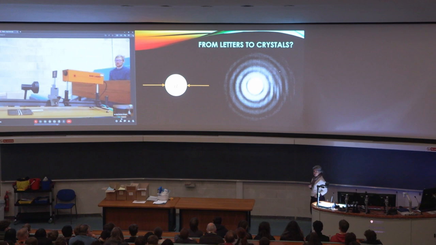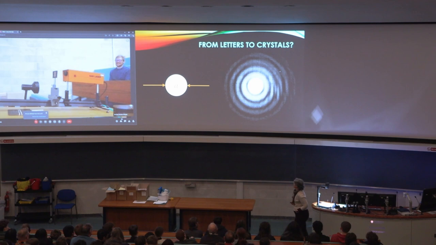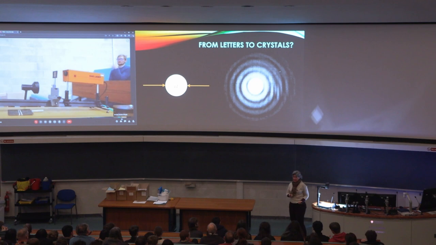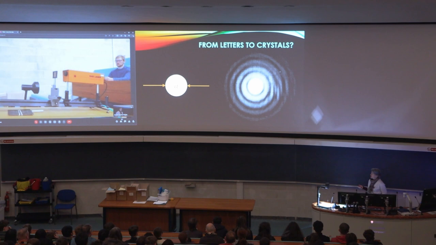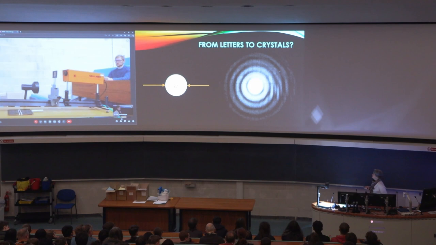So now let's move on to, ultimately, how does all this help us determine the structure of DNA? Well, if we go from letters and slits to circles, this is a good 2D model of an atom. And so the relationship that I wanted you to remember was this inverse proportionality. The bigger my circle, the smaller the pattern. The smaller my circle or my atom, then the more spread out the pattern. And so the distance to these dark rings is determined by the size of my circle.